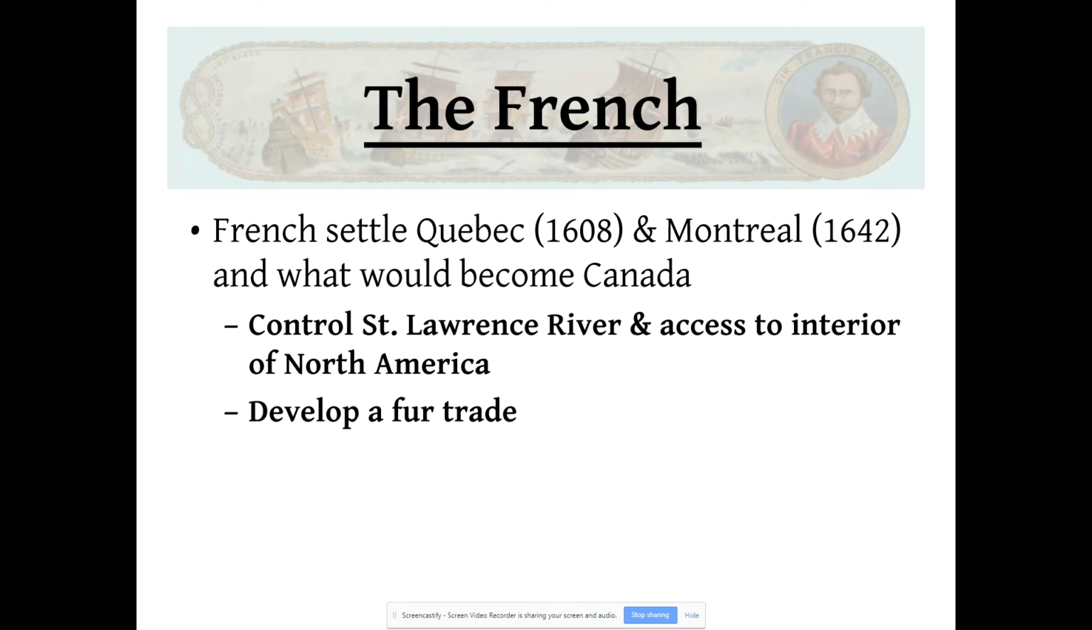They were more interested in developing the fur trade and being able to get those furs in and out of regions using waterways like the St. Lawrence River, which gave them access to the inside of the continent and to the ocean. And the French historically had a much better relationship with Native Americans than the Spanish. Often they would marry Native women, adopt Native customs, and nothing was thought of it.